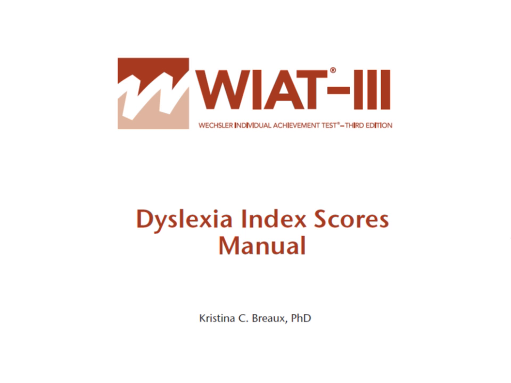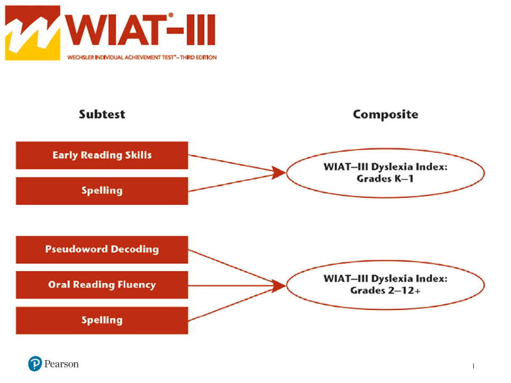The first thing I'll start out with is the WIAT-III. I'm going to take this from the Dyslexia Index Scores Manual for the WIAT-III, authored by our research director, Christina Breaux. The WIAT-III Dyslexia Index Scores, there are two of them, and they are broken up by grade. For grades K and 1, there are two subtests that we administer: the Early Reading Skills subtest and the Spelling subtest. For grades 2 through 12 plus, the Dyslexia Index Score would be Pseudoword Decoding, Oral Reading Fluency, and Spelling.